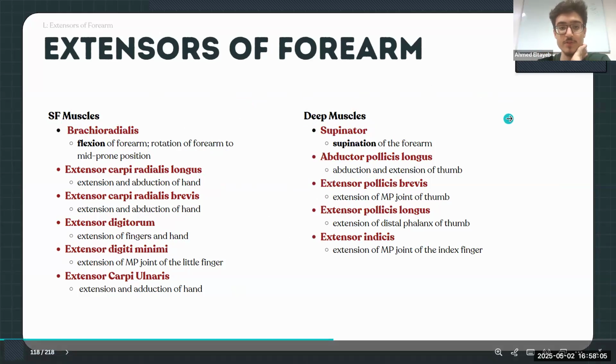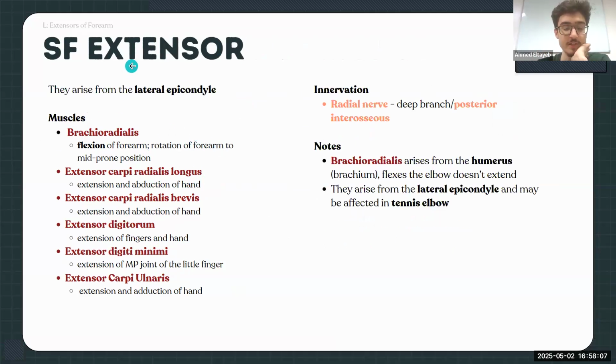So let's start with our superficial muscles. Now, the superficial extensor muscles arise from the lateral epicondyle.